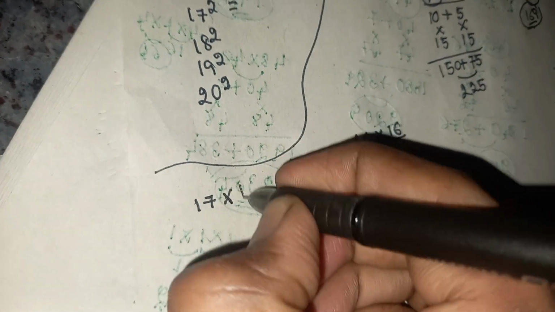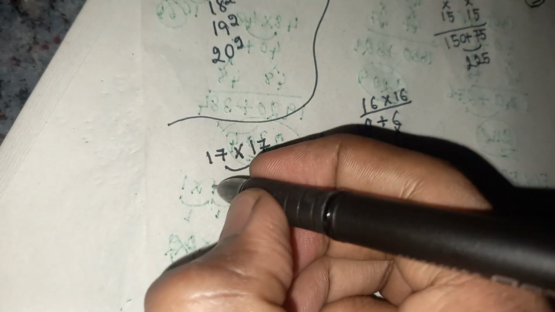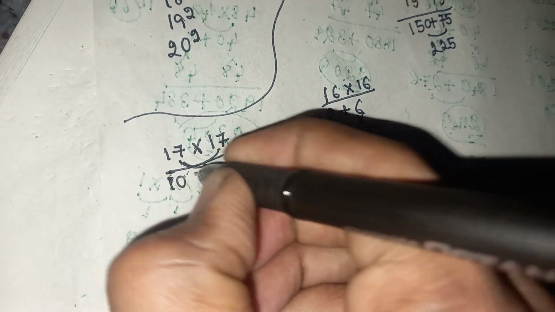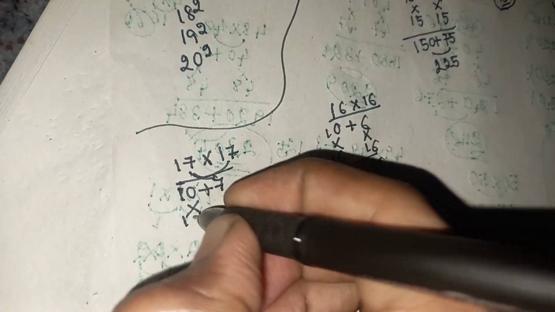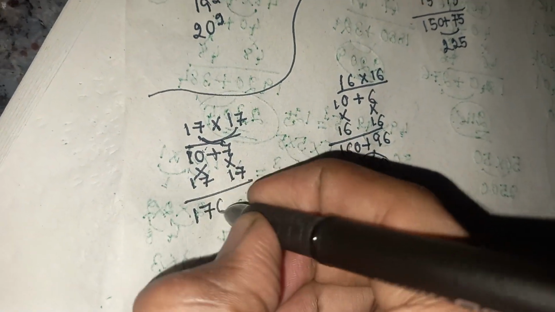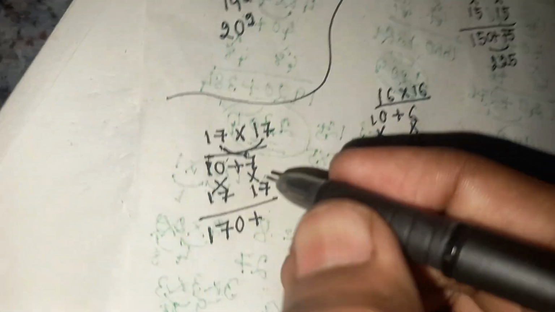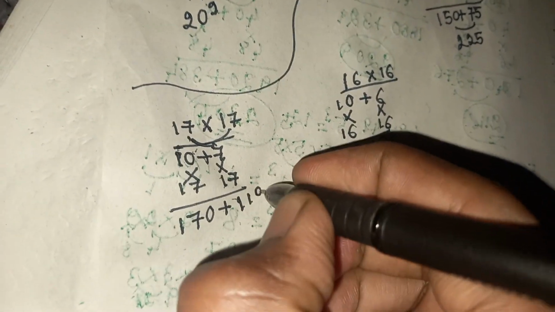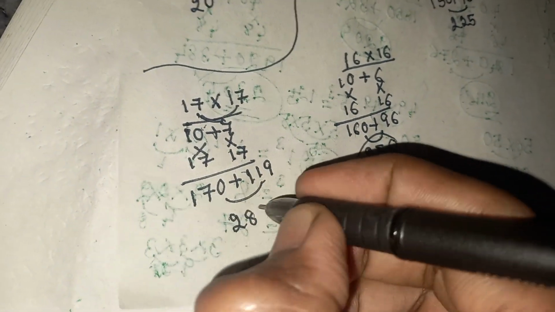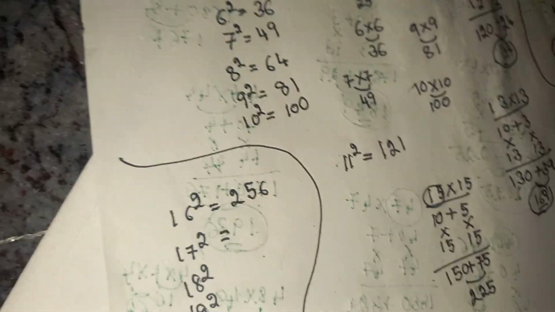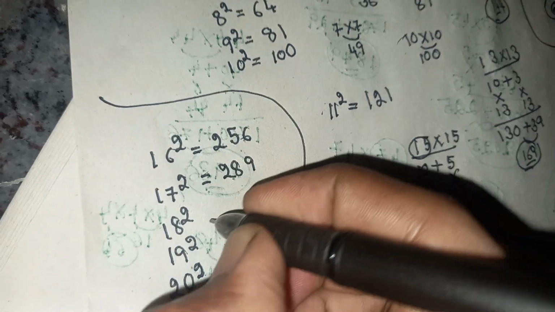Now 17 square is 17 times of 17. 17 can be split as 10 plus 7. Here also multiply with 17. Here also multiply with 17. 17 times of 10 is 170. 17 times of 7 is 119. When you add, you're going to get 289. 170 plus 100 is 270 plus 19 is 289.